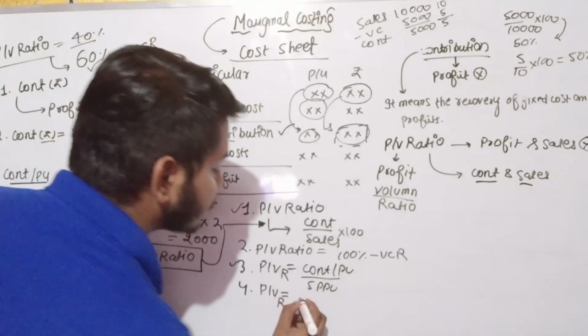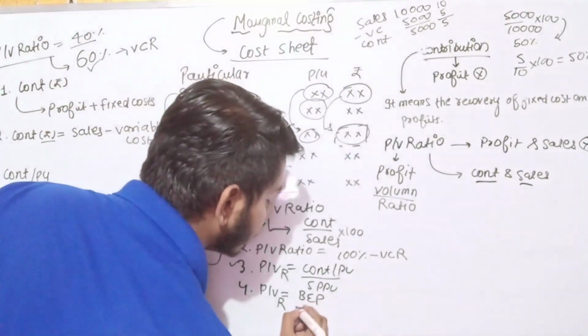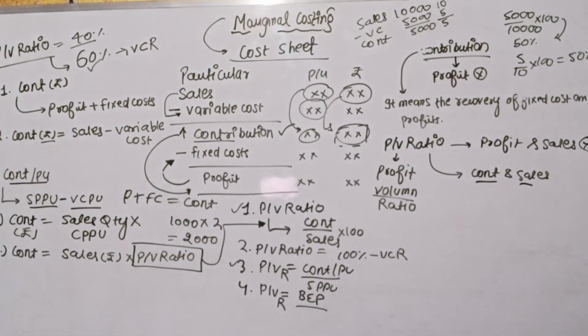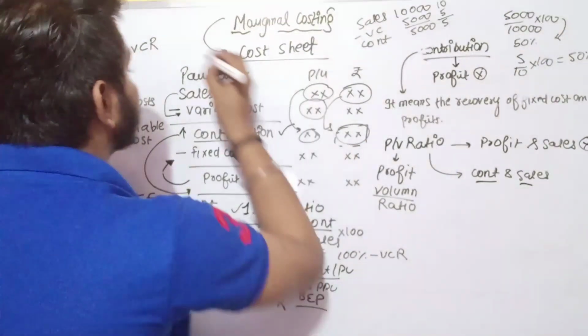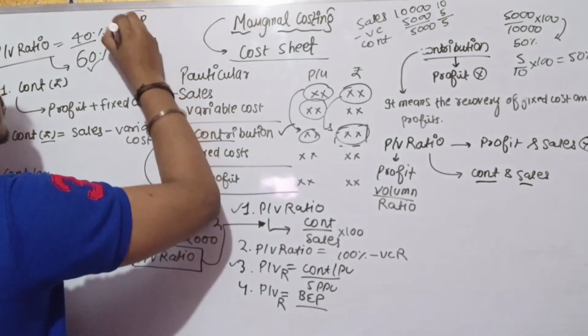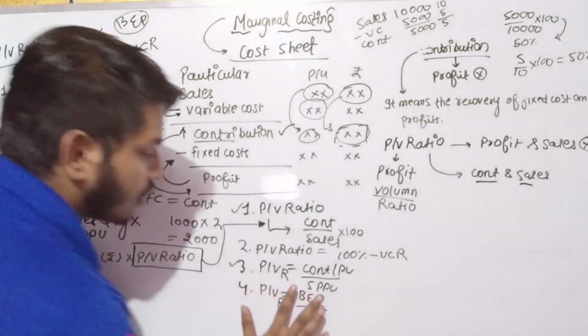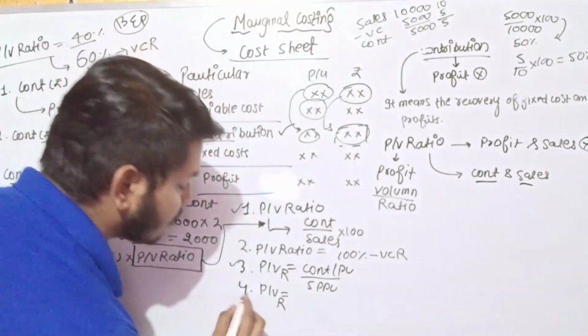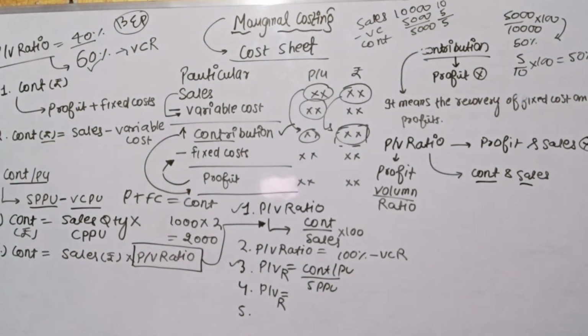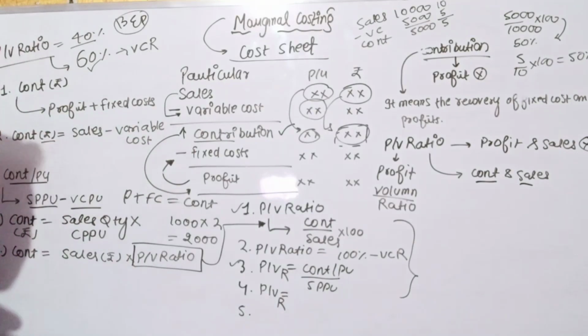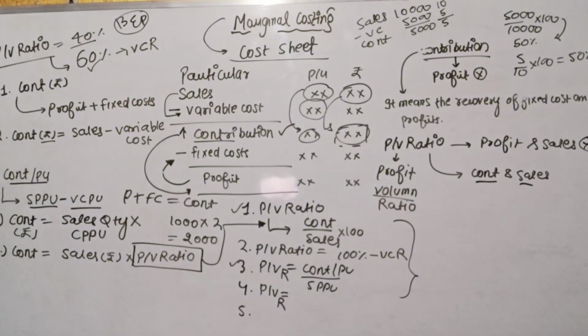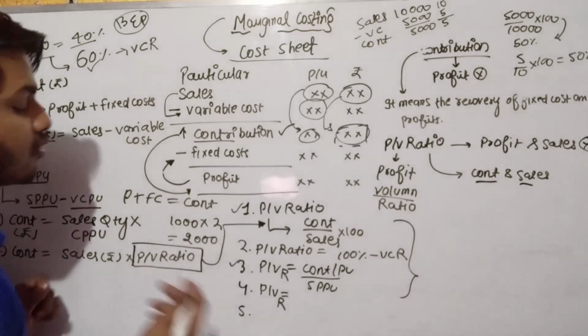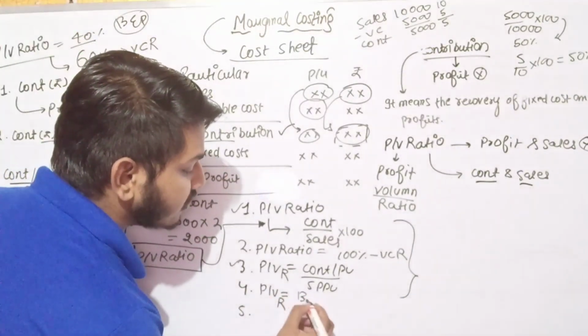analysis. PV ratio is equal to BEP. Sir, what is BEP? BEP means break even point. We will be covering BEP in the next topic. So let me write the formula here. I must tell you, remember the fourth and fifth formulas. Please work on these formulas only till now. Once you complete the concept of break-even point, then you will understand what PV ratio is, and why this formula has been made.